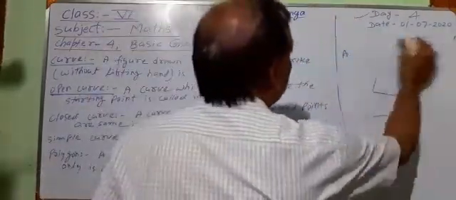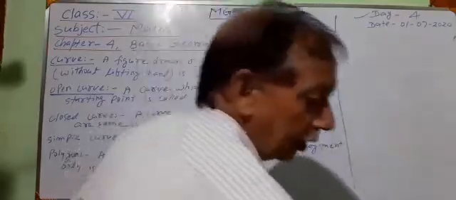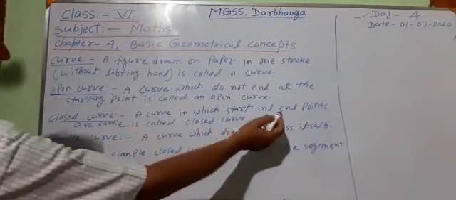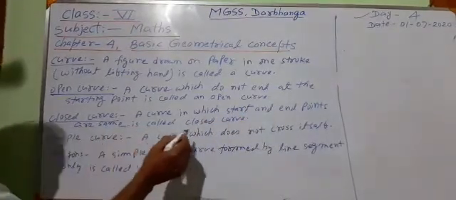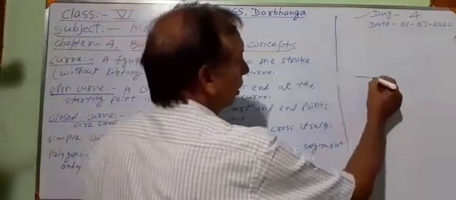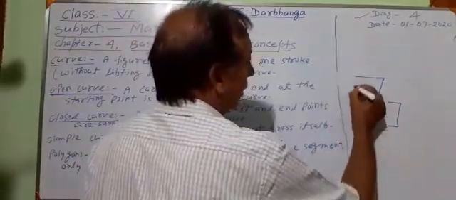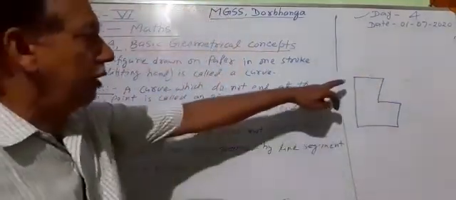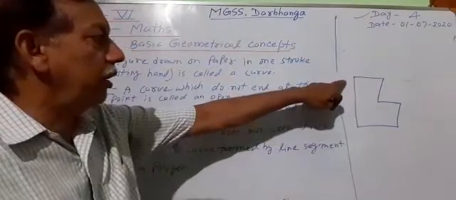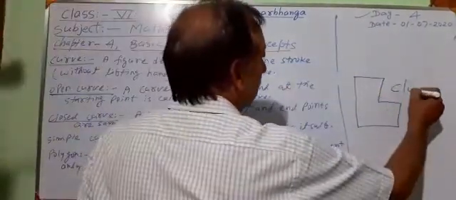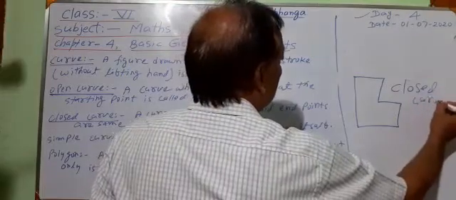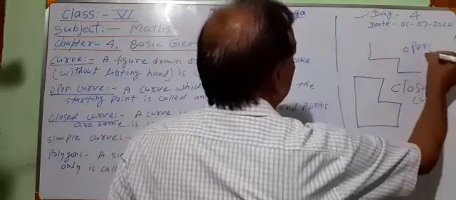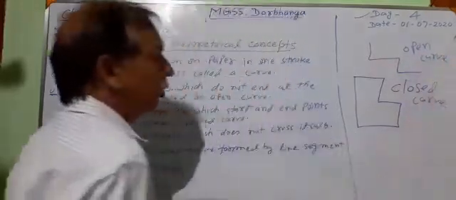Now, closed curve. What is a closed curve? A curve in which the start and end points are the same is called a closed curve. We start from here and end at the same point. The start point and end point are both the same. We can also say there is no free end. So it is an example of a closed curve. This is a closed curve, but this is an open curve.